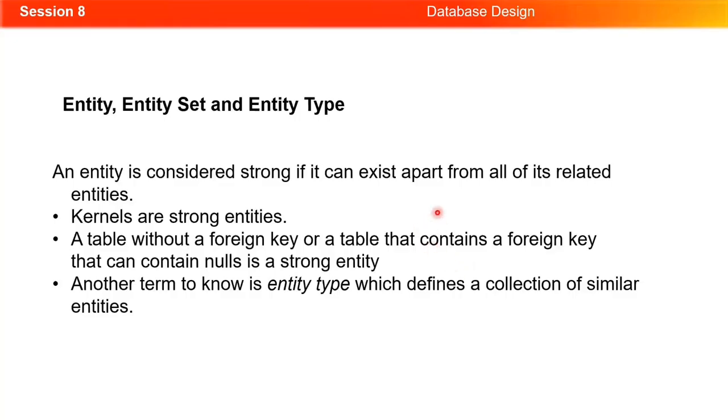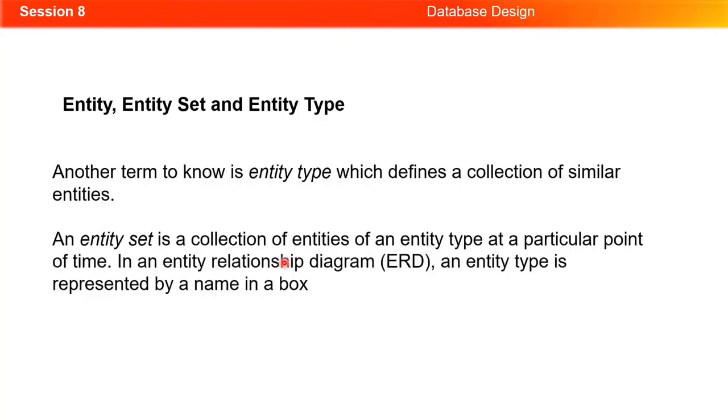Another term to know is entity type, which defines a collection of similar entities. And again, a foreign key is a primary key from another table that exists in a table, and it is actually a link to another table. So we don't have to duplicate the data from the other table.